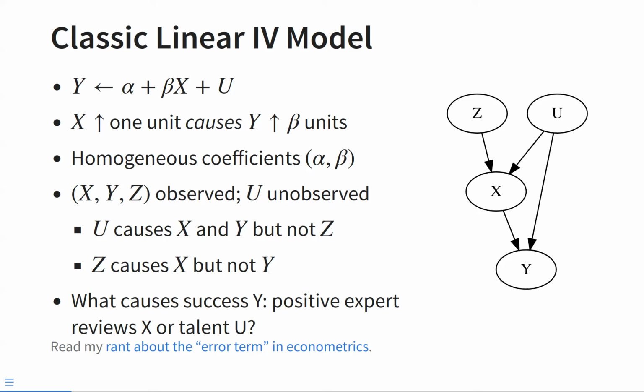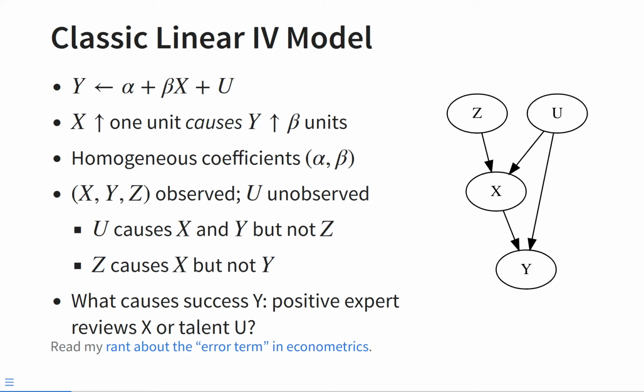So in this little DAG that I've drawn here, this is the prototypical DAG for IV regression. The idea is that U is a confounder, a common cause of both X and Y, but that U does not cause Z, nor is Z caused by U. So we have this common cause U.